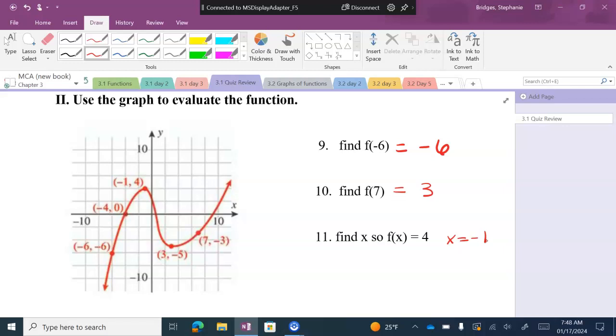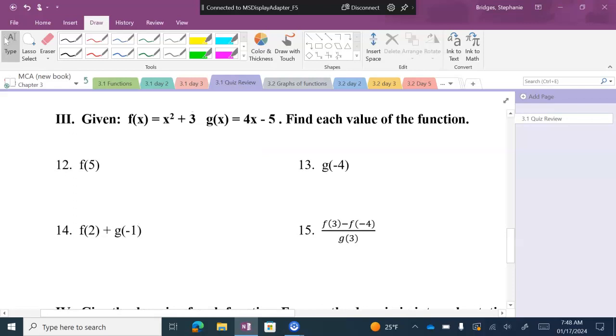What is like document on Canvas? Yes. Anybody have any questions so far? Yep. Thank you. Is everybody good with those? Anybody have any questions? Okay.